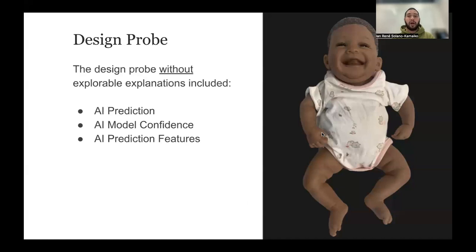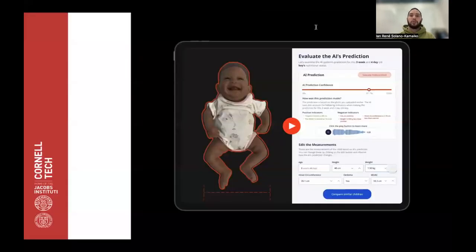Our design probe without explorable explanations involves a CHW uploading a picture of a child. In this case, this is the doll shown to your right-hand side, and receiving the AI prediction, the AI model confidence, and the model features contributing to the prediction, such as the height and weight of the child, amongst other features. Here is one example of our design probe with explorable explanations.